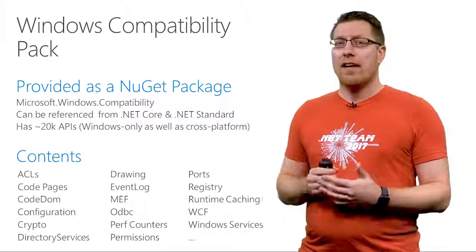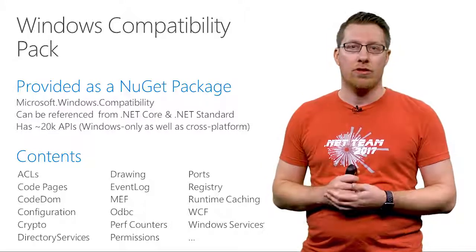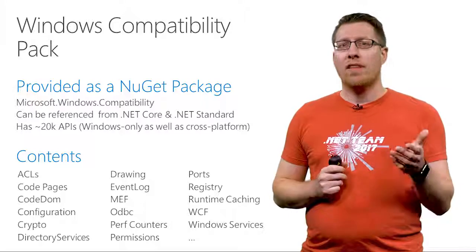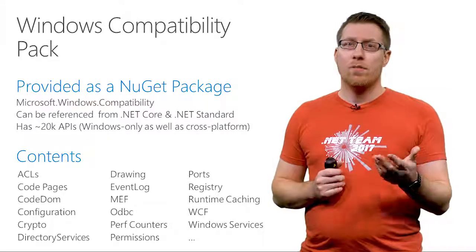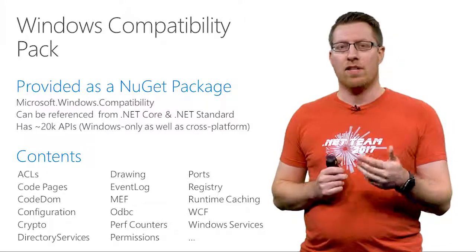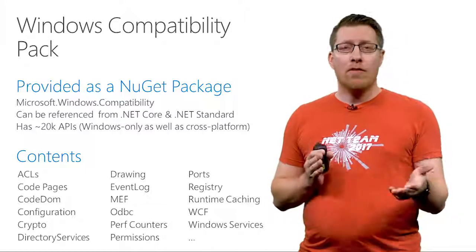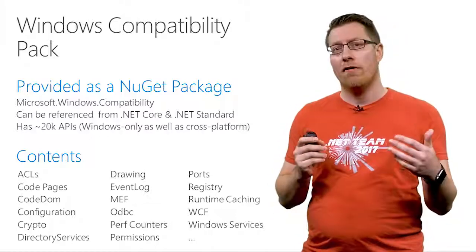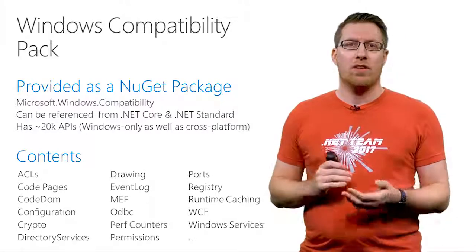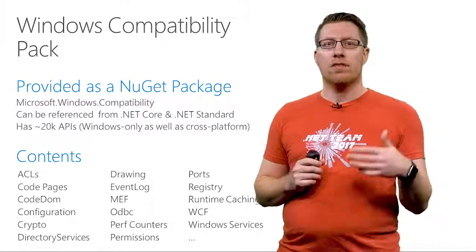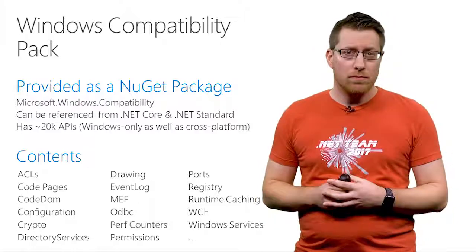So as I said, we added a ton of more APIs in .NET Core 2.0, and the Windows Compatibility Pack continues on that venture. So in fact, we add about 20,000 APIs with the Windows Compatibility Pack. So it's quite sizable if you consider that .NET Core has about 30,000 APIs. So it's a sizable upgrade, if you will. About half those APIs are Windows only, and the other half are also cross-platform capable. And the nice thing is it's all deployed as a NuGet package. So referencing it is very simple. It's a single NuGet package you can reference, and then you get access to all these APIs.